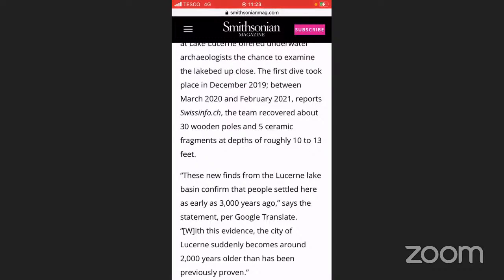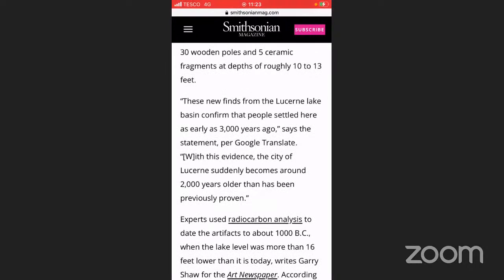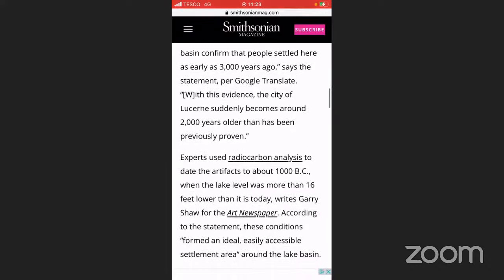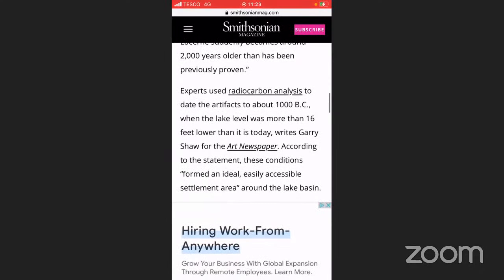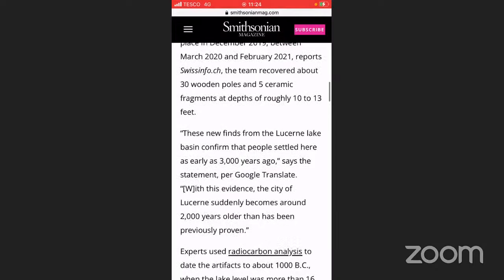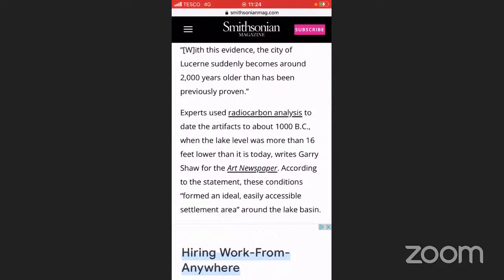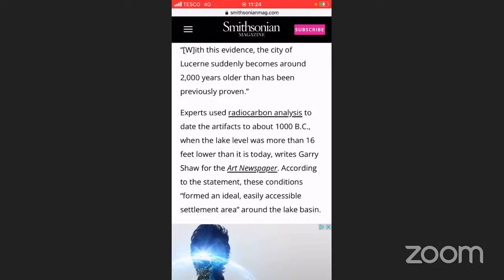These new finds from Lucerne Lake Basin confirm that people settled here as early as 3,000 years ago. With this evidence, the city of Lucerne suddenly becomes around 2,000 years older than has been previously proven. Experts use radiocarbon analysis to date the artifacts in the lake to 1,000 years BC, the Bronze Age, when the lake level was more than 16 feet lower than it is today, right? So in other words, they're finding them at 13 feet depth, and the lake level was 13 feet lower than it is today. According to the statement, these conditions formed an ideal, easily accessible settlement around the lake basin. So in other words, they weren't underwater back then. They didn't build them within the lake. They actually built them on the lake side. Love it.